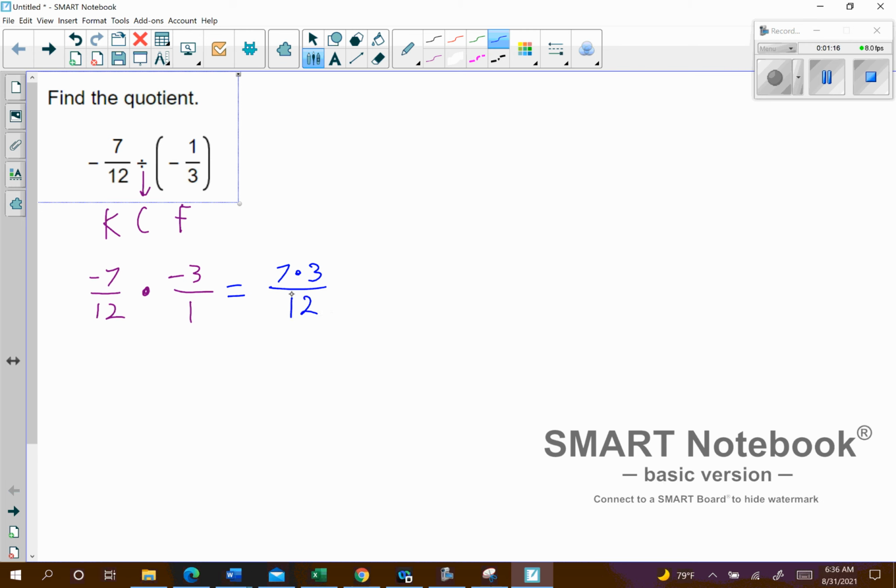Now, once everything is broken into multiplication and division, okay, this is important because if there was addition or subtraction involved, that would have to be done first, but there is none of that. So now I can try to simplify. And so you look and see if 7 or 3 can reduce with 12, and the 3 and the 12 can reduce. They're both divisible by 3.